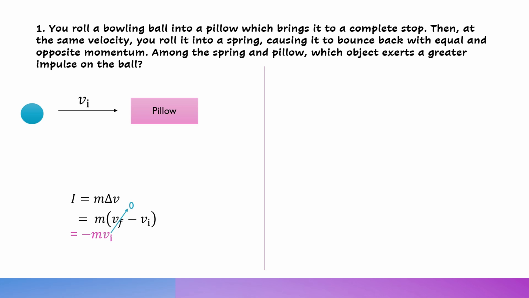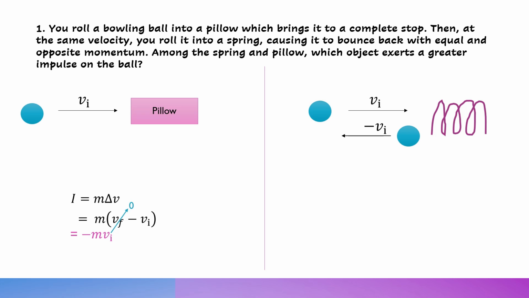So for our second scenario, there is our sketch of what's going on. We have a ball that is approaching the spring at some initial velocity. The question tells us that the ball rebounds with equal and opposite momentum. And because mass stays the same, that means it rebounds with equal and opposite velocity. So velocity final, or Vf, is equal to negative Vi.